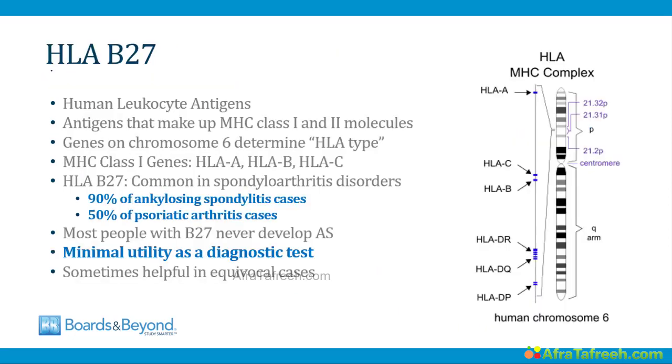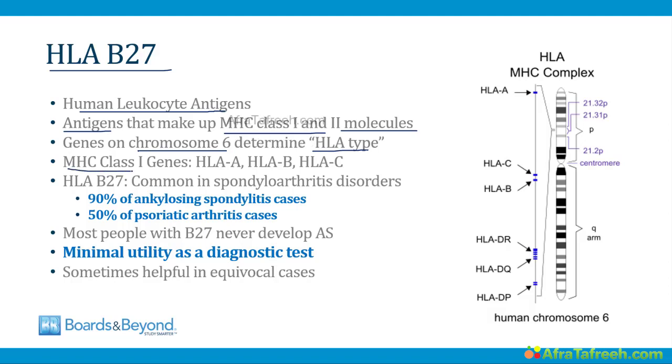Let me make a brief word about HLA-B27. HLA stands for human leukocyte antigen, and HLA antigens are basically proteins that make up important cell surface molecules in our body called MHC class I or class II molecules. These molecules are very important for the normal functioning of our immune system. We all have genes found on our chromosome 6 that determine our HLA type. Each of us has a specific collection of different HLA antigens based on our genetics.